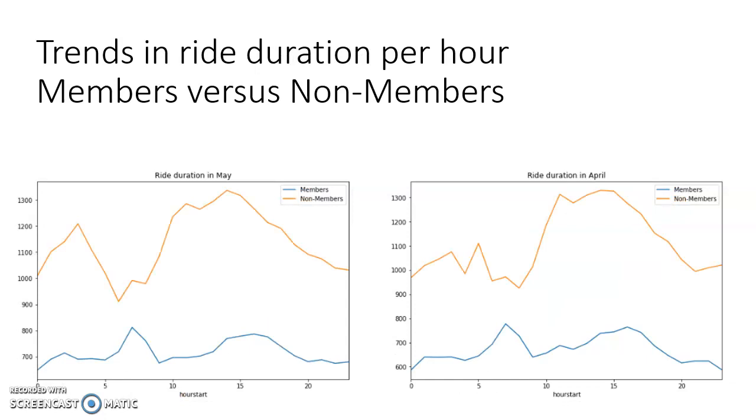Something else that's interesting that we can see by sorting out the data is the trend in ride duration per hour. The members are very predictable. They use their bikes for shorter periods of time, whereas the non-members tend to use their bikes for a longer period at a time.